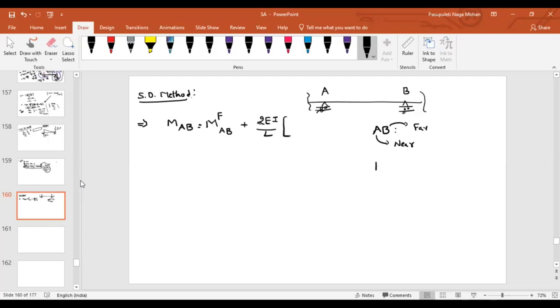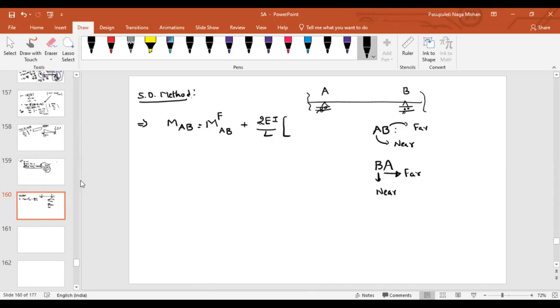Similarly, if I am talking about BA, that means I am finding the moment at B towards point A. So what is my near end? My near end is B, and the far end is A. At whatever point you are finding the moment, that is treated as the near end, and the span towards which you are finding it is treated as the far end.